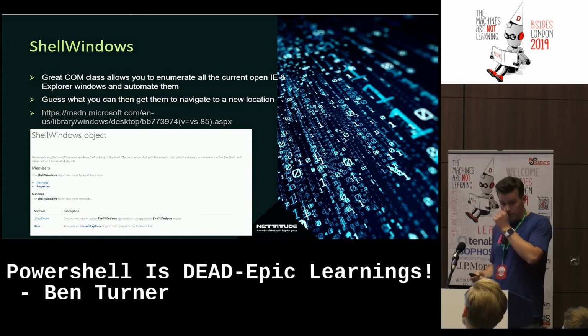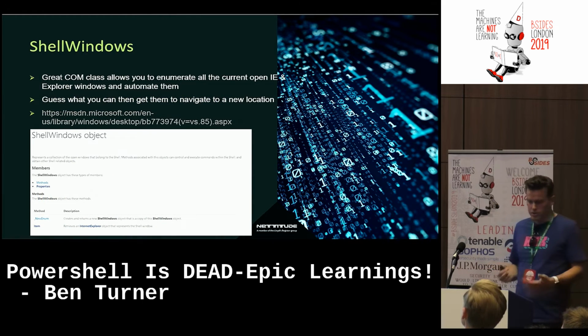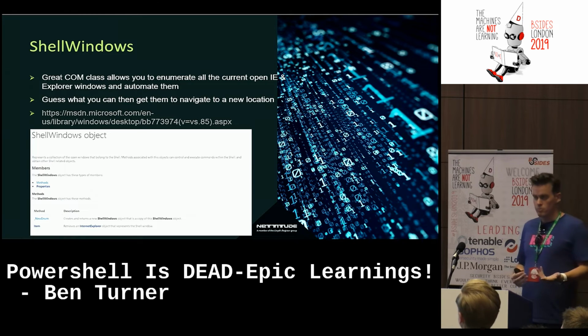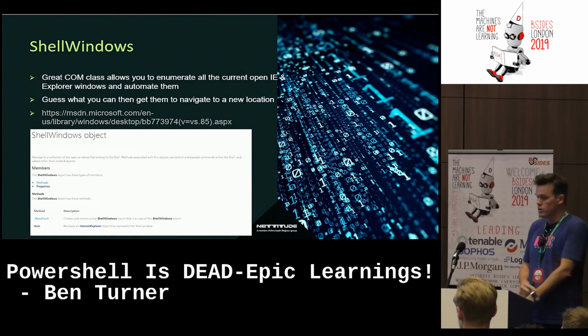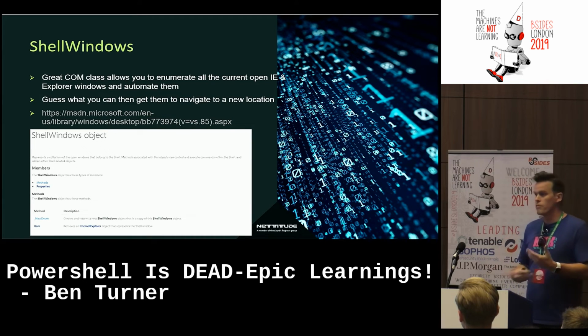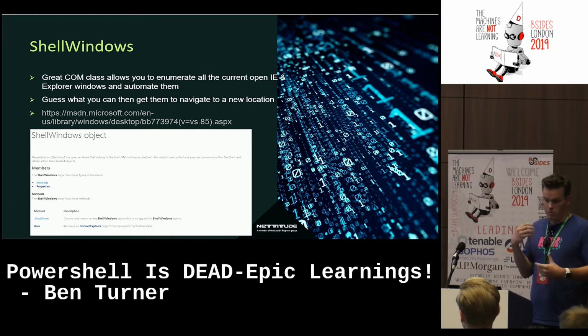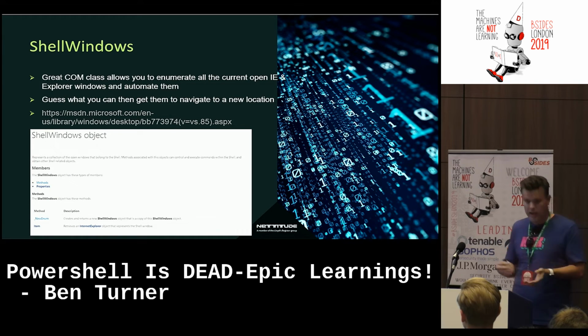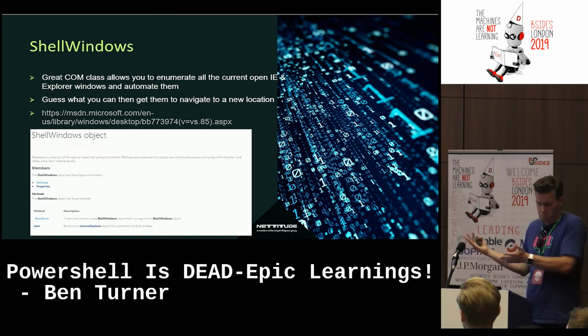So how do we get a reference to our IE window that's open? Well, thankfully, there's another COM class, which is a great one too, called ShellWindows. What this allows you to do is enumerate all of the open IE and Windows Explorer windows that are currently open. So all we need to do is activate that. There's a Windows property on that, which is an array. We can just loop through all of those, look for which one's the one we want, and then we can call navigate.